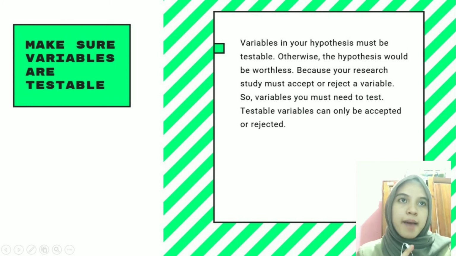Variables in your hypothesis must be testable, otherwise the hypothesis would be worthless, because your research study must accept or reject a variable. So your variable needs to be tested. Testable variable can only be accepted or rejected.